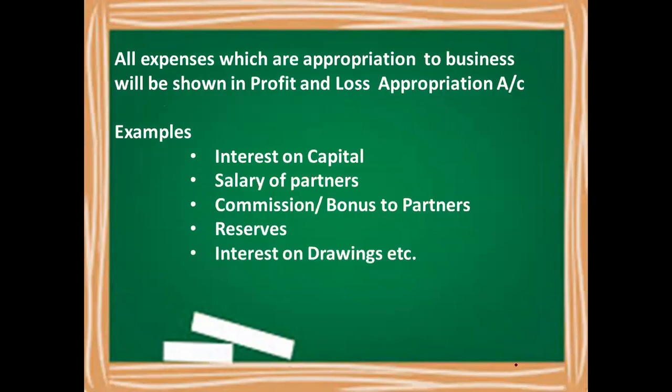And all expenses which are appropriations of business will be shown in the profit and loss appropriation account. So these expenses are to be paid only when the firm earns profit. In case there is no profit, they will not be paid. Examples of appropriation items are interest on capital, salary to a partner, commission to a partner, any reserves, and interest on drawings, which is an item taken from the partner if the deed provides for it. So these concepts are to be clear.